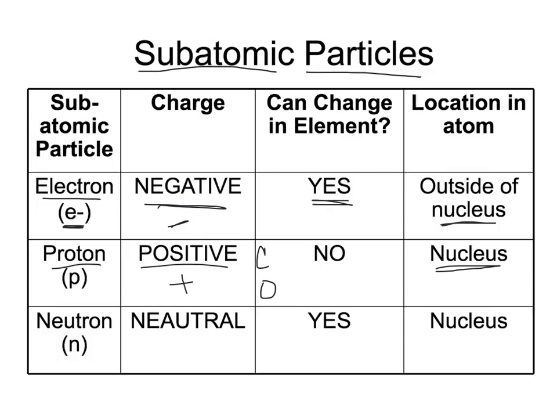A neutron is the last subatomic particle. Neutrons are neutral, meaning that they have no charge to them. These can change in an element, so an atom can gain or lose neutrons and still be the same atom. An oxygen atom could gain or lose neutrons, but it's still an oxygen atom, so they can change. These also are found in the nucleus with the protons. The important thing to remember is that these protons and neutrons add up to the mass of an element.